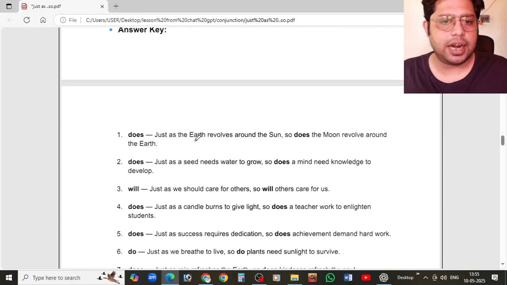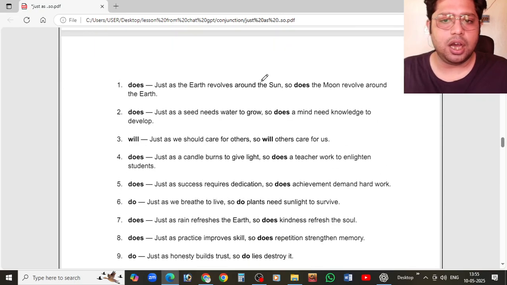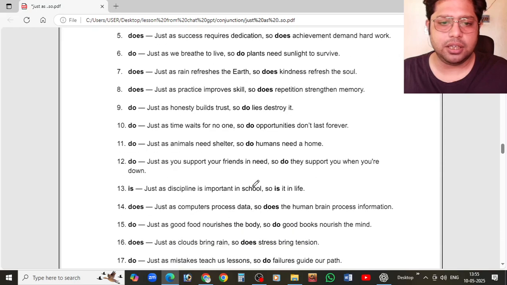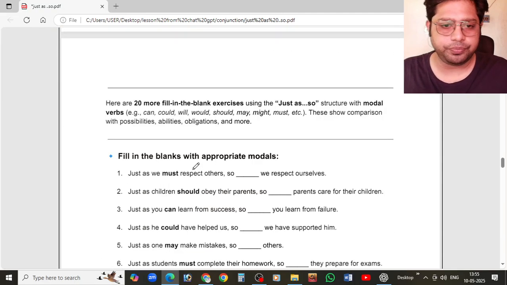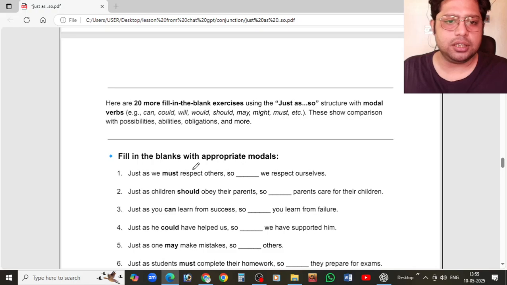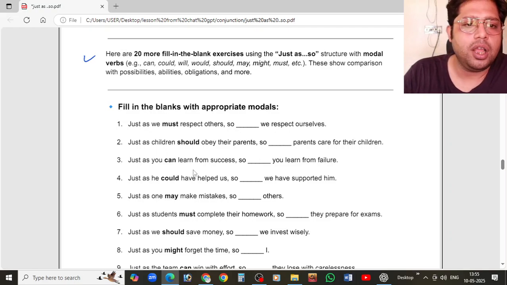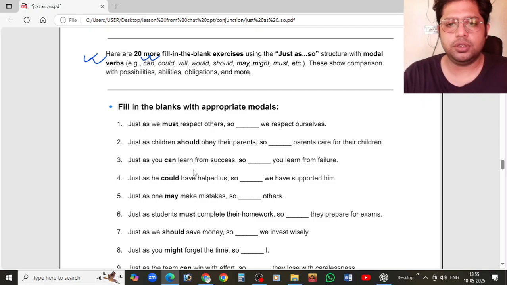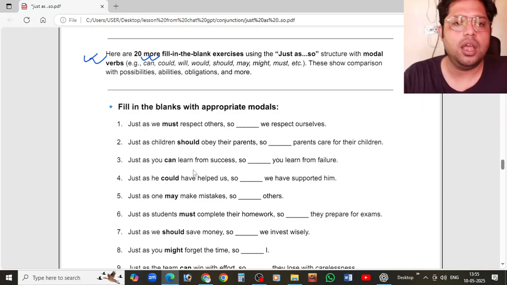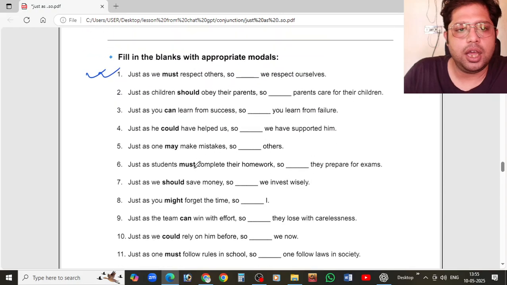Now we are going for another one. And yes, one thing I have to say is that I have already given all the answers as well, so you can check whether you have done it correctly or not. Now go for other fill in the blanks, and these fill in the blanks are made by using modals. Modals means can, could, will, would, should. Okay, so there are a lot of modals we have. You can use those modals to fill these blanks. Okay, so let's see.